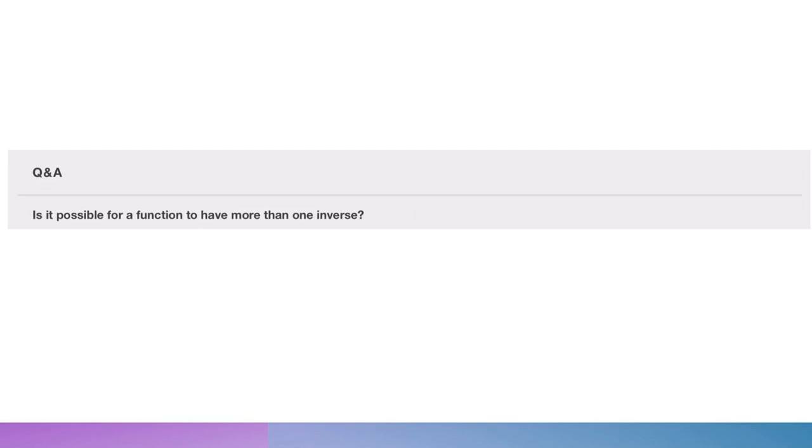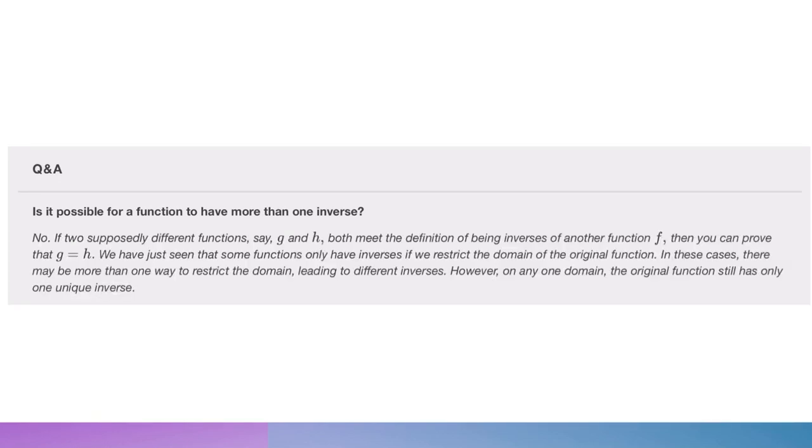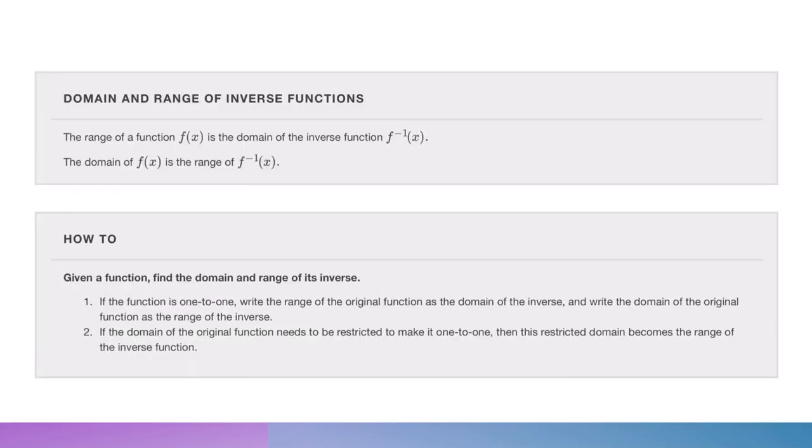Is it possible for a function to have more than one inverse? That should be no. If two supposedly different functions, say g and h, both meet the definition of being the inverse of a function, then you can prove that g equals h, right? So the range of a function is the domain of the inverse function, and the domain of a function is the range of the inverse function.